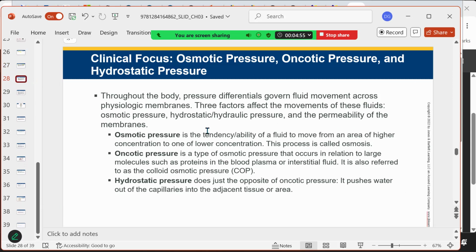All through the body, we have osmotic pressure, oncotic pressure, and hydrostatic pressure, and they are balanced against each other.